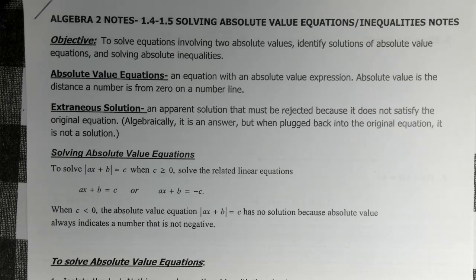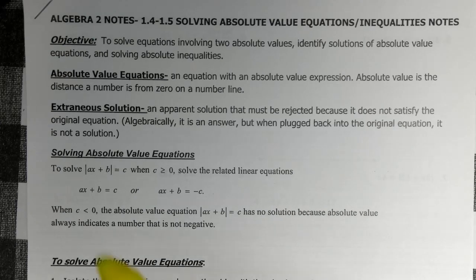So remember, absolute value is just the distance a number is from 0 on a number line. So absolute value is always going to be positive, okay? For it to be an absolute value equation, it's just an equation with absolute value, okay?